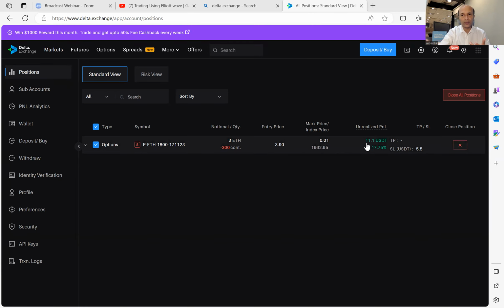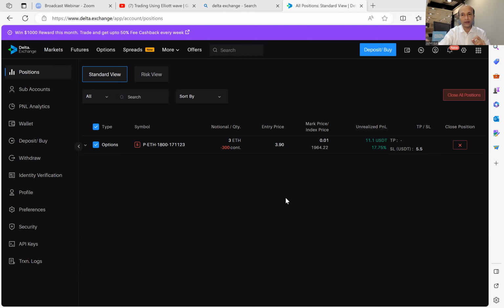It is expiry and we are making approximately $12, but it's not about the dollars that you are making, it is more about the ROI that you are making. On this Ethereum that we sold, the margin requirement was very low, hardly $100. $12 on $100 in one week, which is translating into 12%.